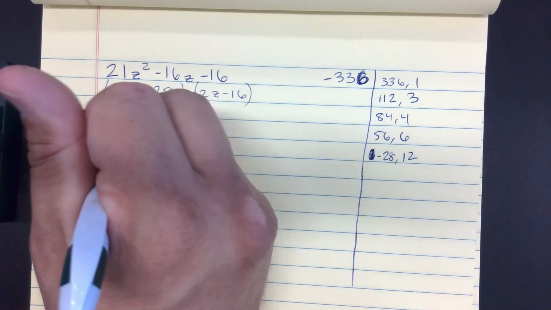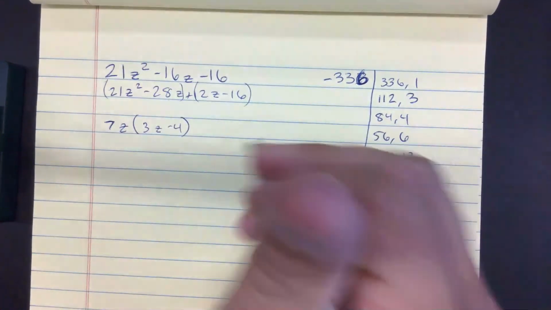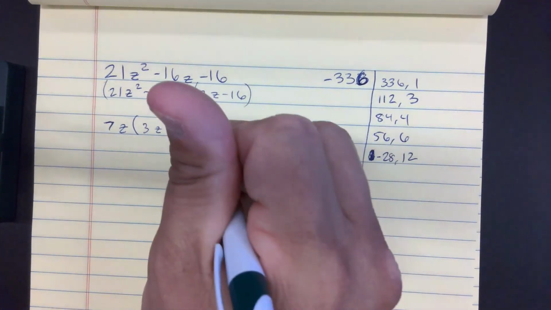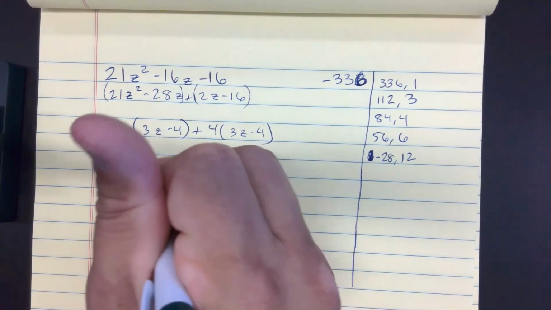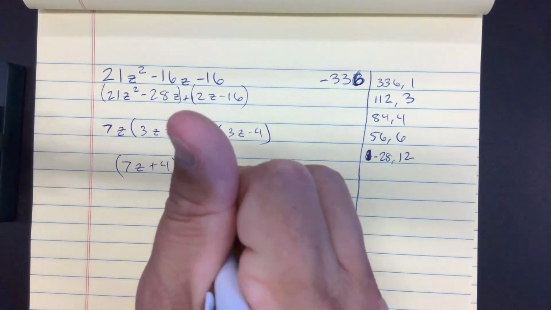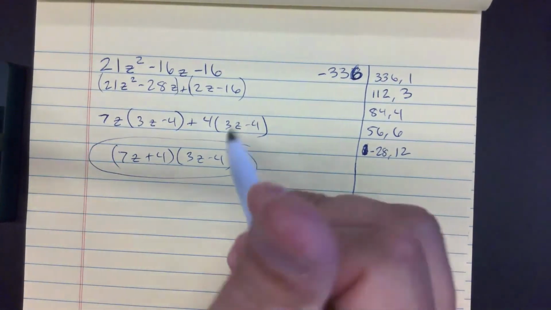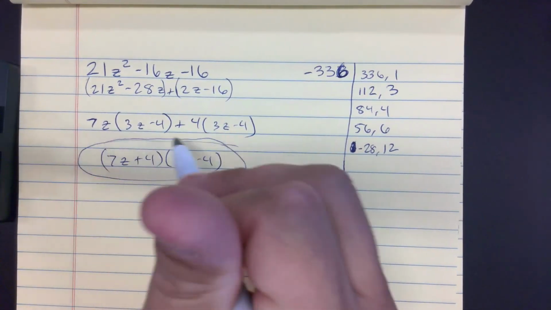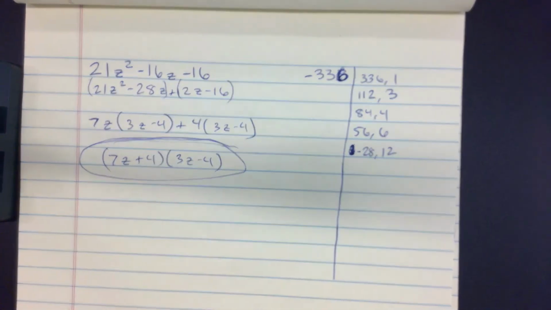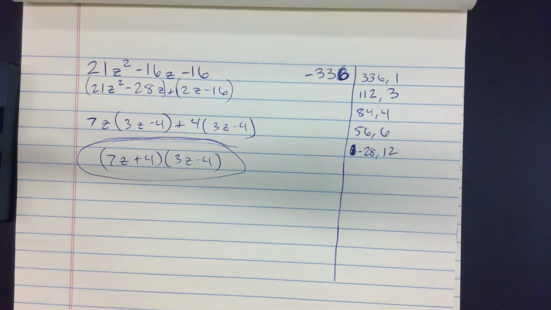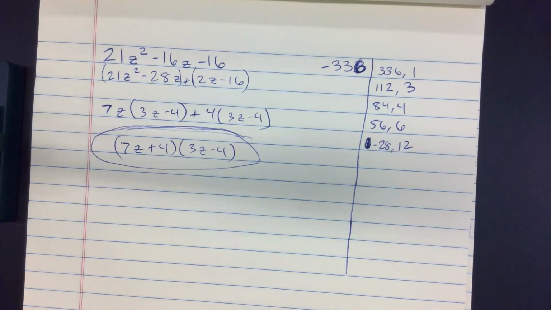Out of the first one, I can factor a 7z, which leaves me 3z minus 4. Out of the second one, I can factor a 4, which leaves 3z minus 4. So we have 7z plus 4 and 3z minus 4. Now this is my answer here. Why do I not have to solve that one? Why would I not set them equal to 0? Because there's no equal sign in the very beginning, we don't need to do it in the very end. Okay. All right, questions for me?